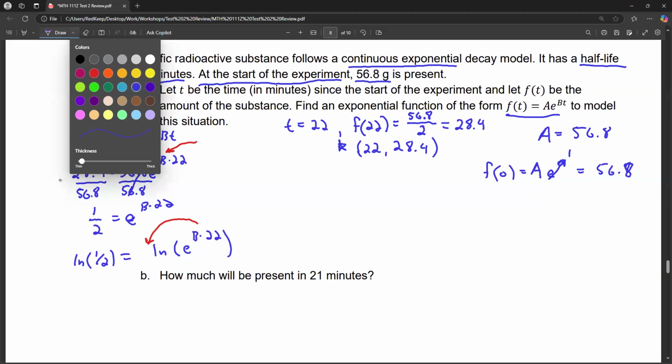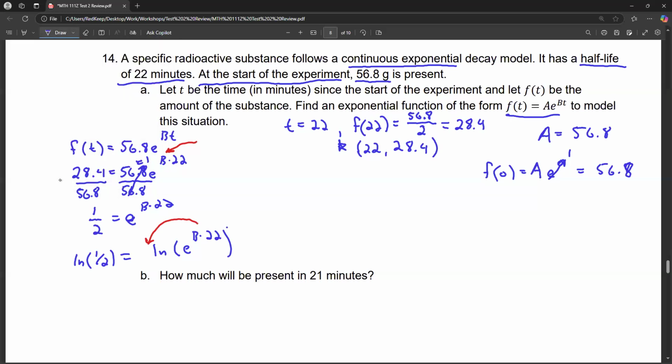So let's go ahead and rewrite that. I'm kind of running out of room here. Sorry, it's getting a little jumbled. Natural log of 1 over 2 is going to be equal to b times 22 times the natural log of e. I'll go ahead and write that down, but you know what that is, that's just equal to 1. Good thing to have memorized or on your note card. Okay, so we have now the natural log of 1/2 is equal to b times 22.